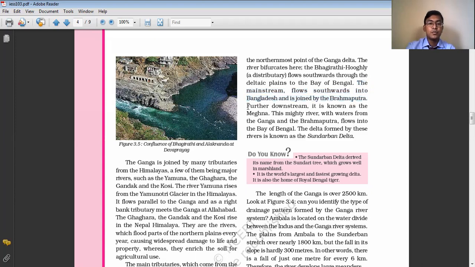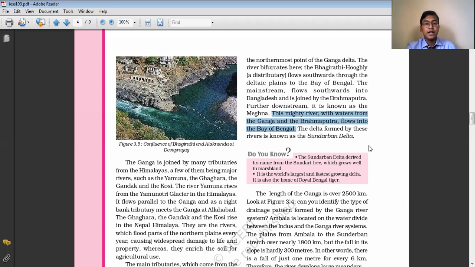Further downstream in the low-lying areas, the river Ganga, that is the Bhagirathi, enters the Bangladesh part. After it is joined by the river Brahmaputra, it is known as Meghna. Sometimes we also call it Padma when it enters Bangladesh. So this mighty river, with waters from the Ganga and the Brahmaputra, flows into the Bay of Bengal.